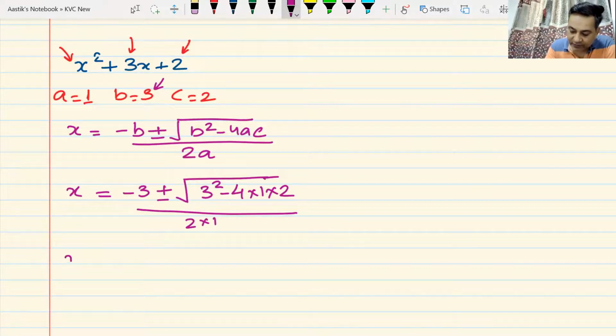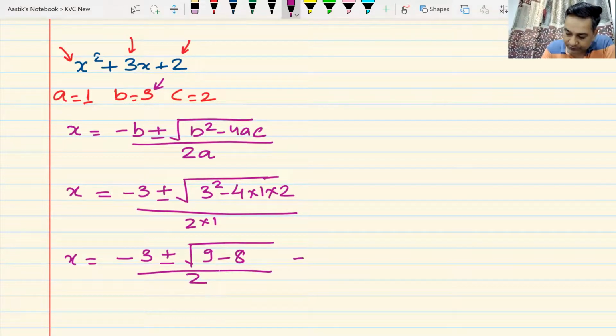Yes, now sir, this is simple calculation. That value is root 1, sir. The answer is 1. This is 9 minus 8, divided by 2. So it is minus 3 plus or minus 1 by 2.